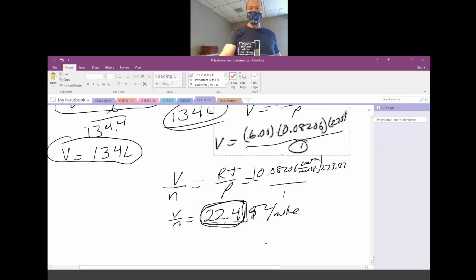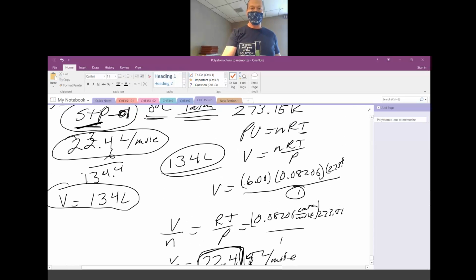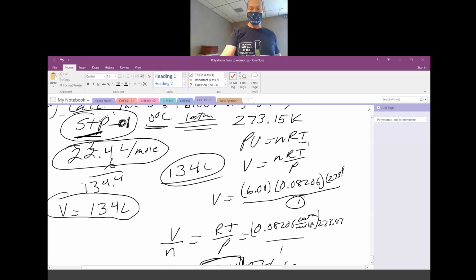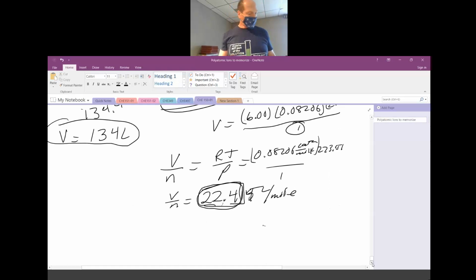So whether you use the 22.4 multiplied by 6 or put it in PV is equal to nRT, it doesn't matter. It gives you the same answer, 134 liters. All right, number 13.